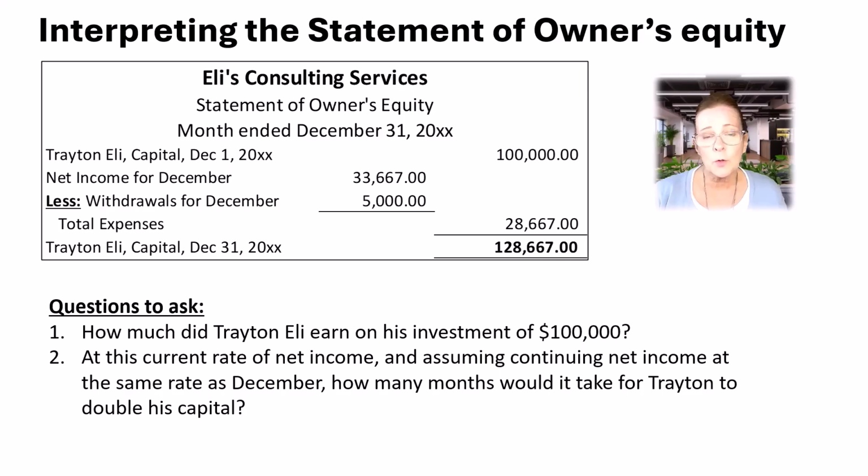So at this current rate of net income, and assuming continuing net income at the same rate as December, how many months would it take for Trayton to double his capital? Our return on investment for December is 34%, so it would take about 3 months to double his capital, less what Eli draws out of the company.